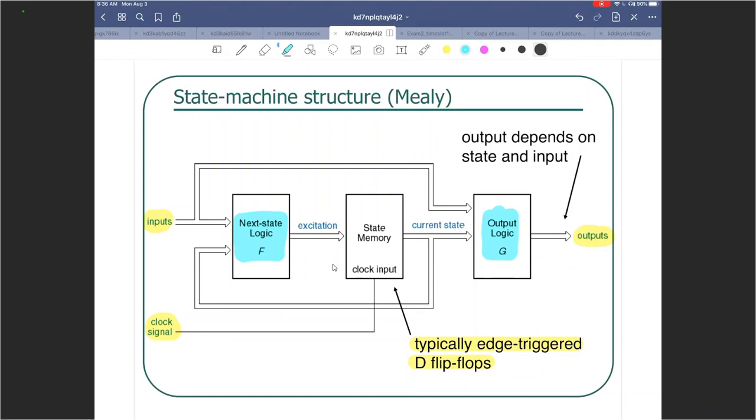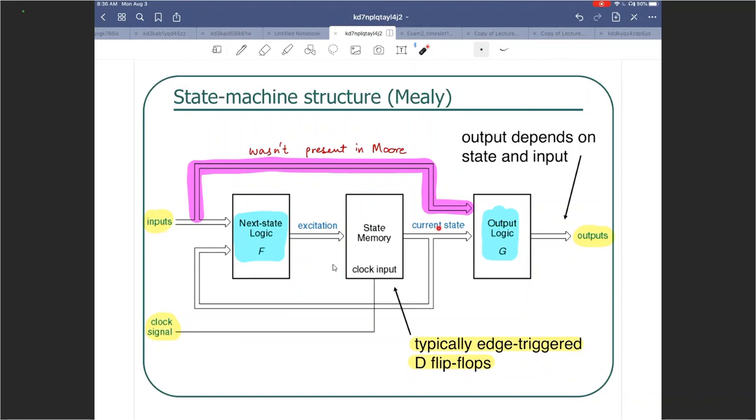But the difference between a Mealy and the Moore is this particular path. That path wasn't present in Moore. That means the outputs were only dependent on the current state in Moore. Now the outputs are dependent on the current state as well as the inputs themselves.